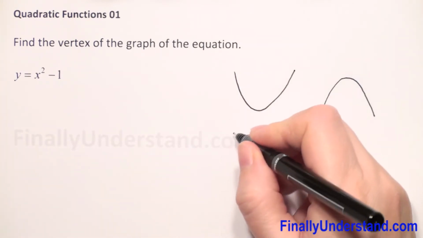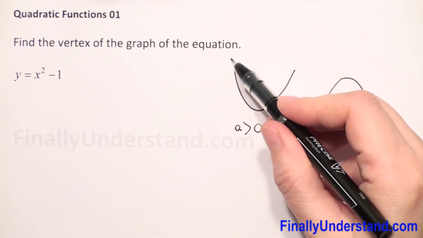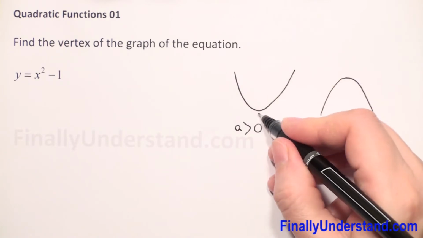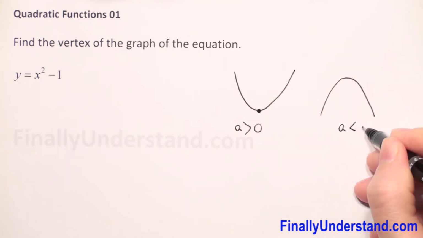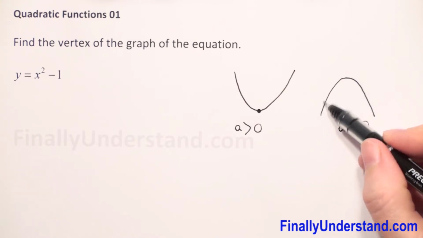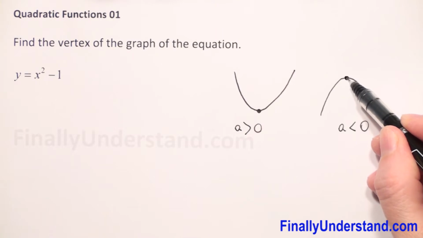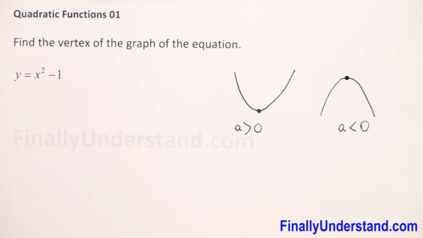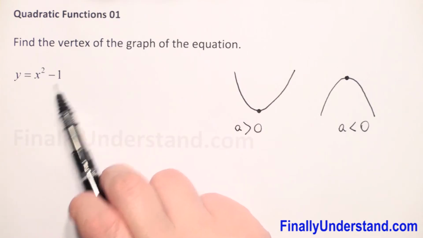If a is greater than 0, positive, then we have a parabola that opens up, and this is our vertex. When a is less than 0, then our parabola opens down, and this is our vertex. In this example, we are given the function x squared minus 1.